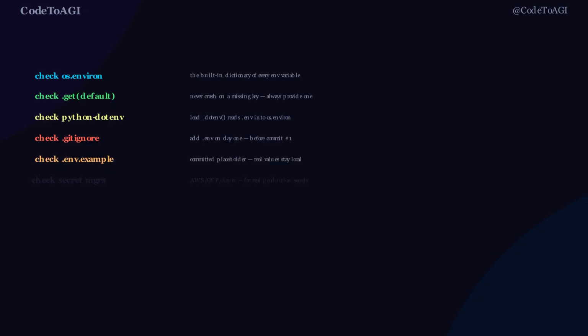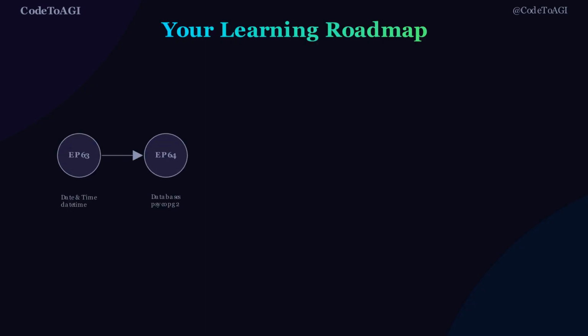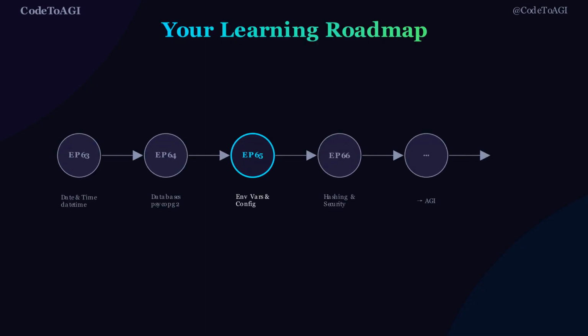os.environ, the built-in dictionary of every environment variable. os.environ.get with a default. Never crash on a missing key. python-dotenv loads a .env file straight into os.environ. .gitignore and .env.example keep real secrets out of Git.